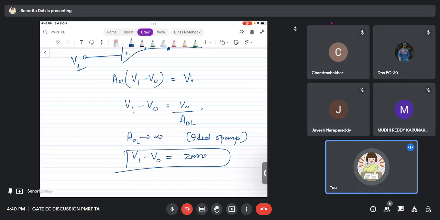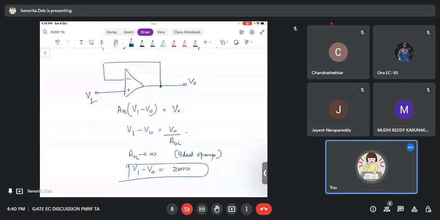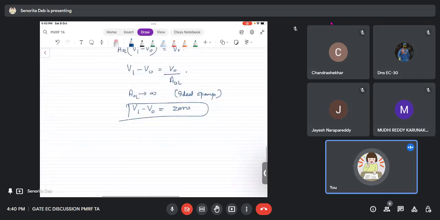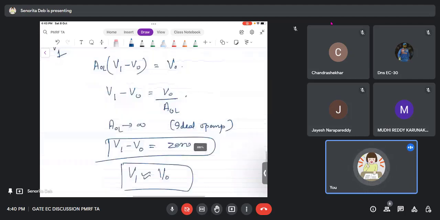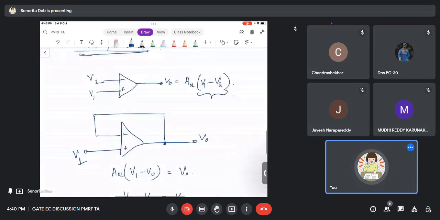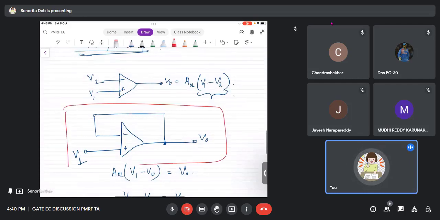So basically you have successfully passed the input on to the output. There is no error, right? And if there is some finite value present, then it will be approximately equal to 0, right? And that would mean that V1 is approximately equal to V0, right? Now this configuration is giving V1 equals V0, so this is a buffer. It simply passes on the voltage.